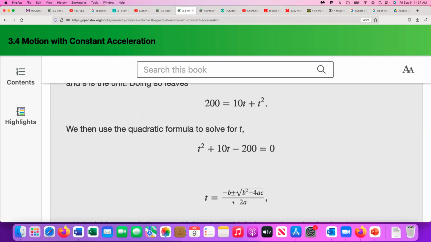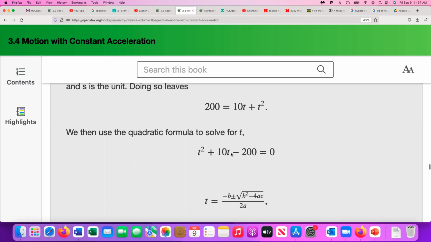If you don't remember the quadratic formula, they have it written down here where a is the term in front of the t squared term, which is 1 in this case. B is the coefficient in front of the t term, which is 10 in this case. And C is the constant term, in this case, -200. Remember, the sign to the left of every number goes with that number. So in this case, C is equal to -200.